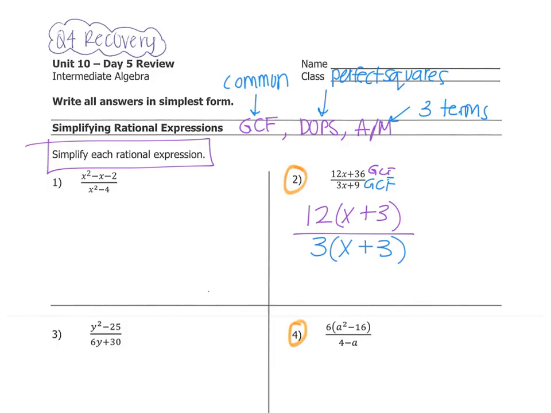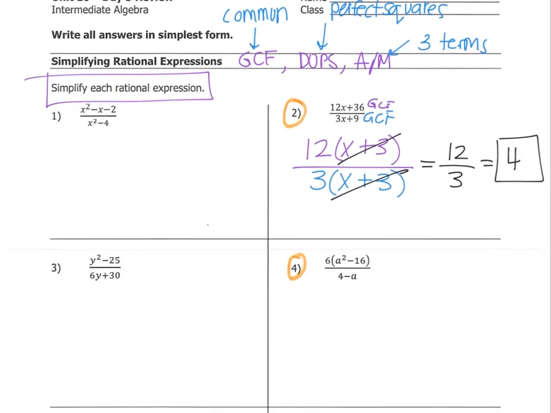Now I notice that I have an x plus 3 on the top and an x plus 3 on the bottom, so those cancel from top to bottom. So now I have 12 divided by 3, except that can be reduced. We're trying to get it in simplest form, so 12 divided by 3 is just 4. Okay, so now we're going to take a look at number 4.